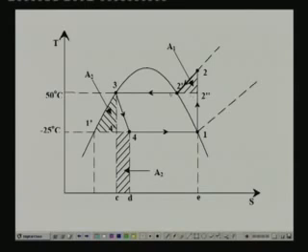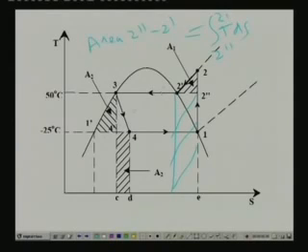What is the area under curve 2 double dash to 2 dash? Area under 2 double dash to 2 dash is nothing but this rectangular area, which is equal to again integral TdS from 2 double dash to 2 dash, and this is an isothermal process, so temperature remains constant. So this is simply equal to Tc into S2 dash minus S2 double dash.